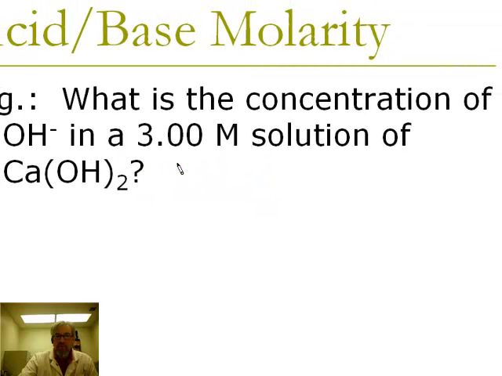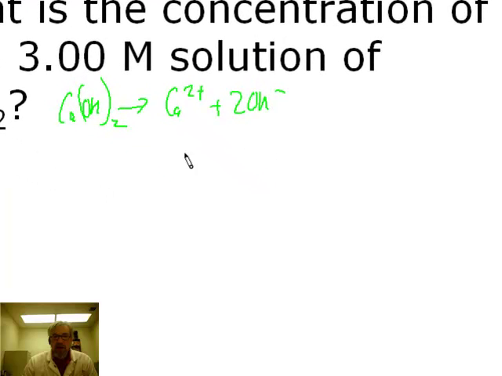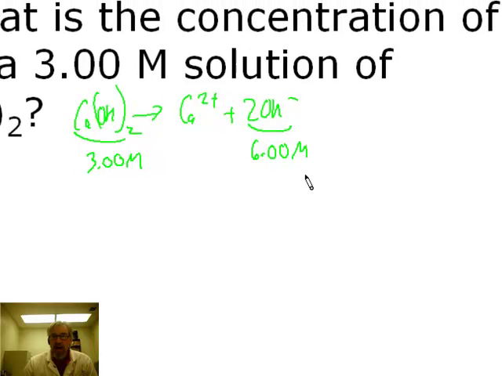By contrast, calcium hydroxide, when I split it up, I'm going to get a calcium ion, which has a 2 plus charge, and 2 OH minuses. So again, I see a different stoichiometry than 1-to-1. I have a 1-to-2 ratio. So if I have a 3.00 molar calcium hydroxide solution, I have a 6.00 molar OH minus concentration.